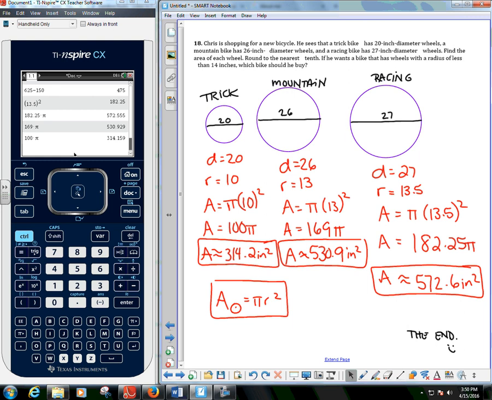And the question goes on to ask, if he wants a bike that has wheels with a radius of less than 14 inches, which bike should he buy? We've got a radius of less than 14 inches for all three. He should buy whatever makes him happy.